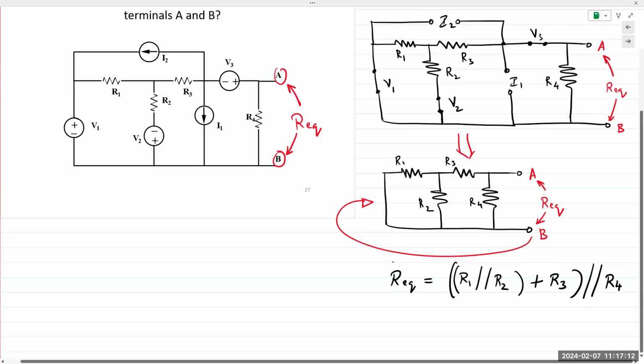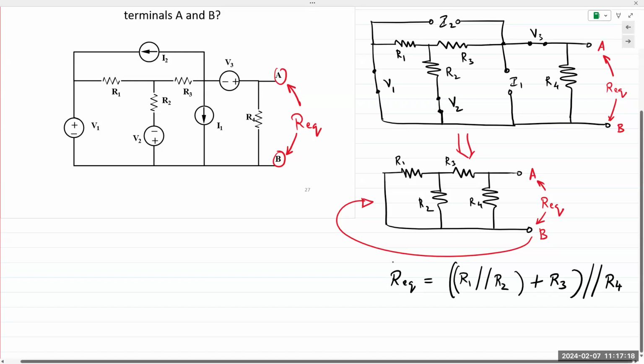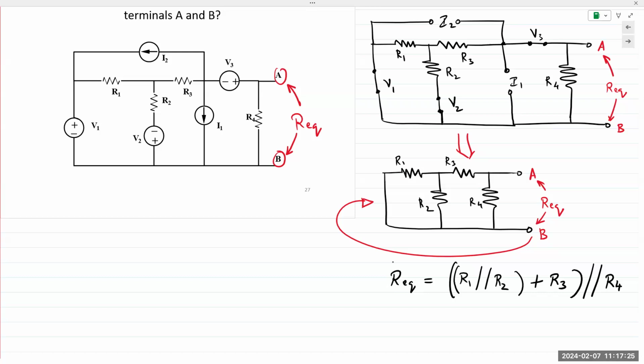All right. The calculation, the equation, of course, is not something new, but the setup of the problem, which is reducing the sources to zero, is something we talked about previously for superposition, and we continue the application to find RTH.